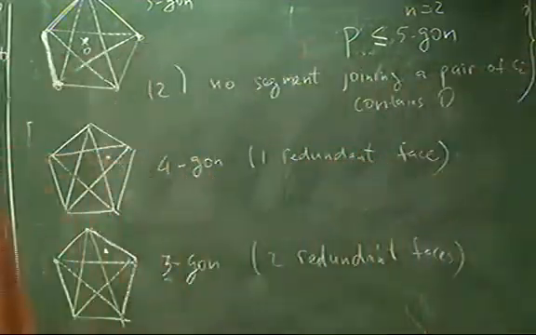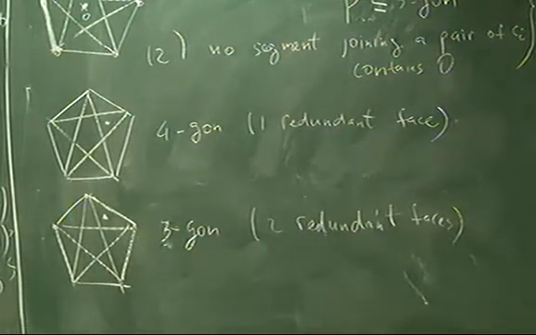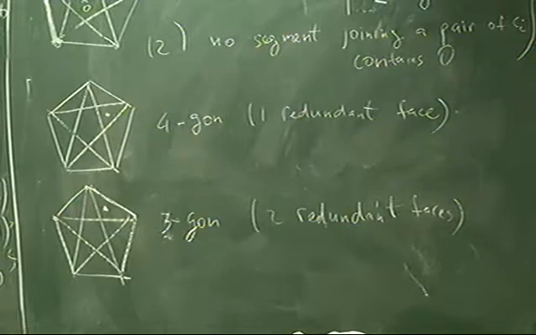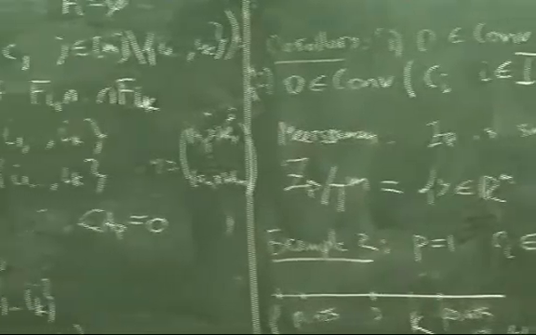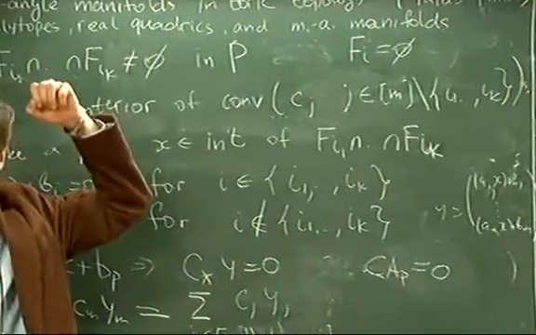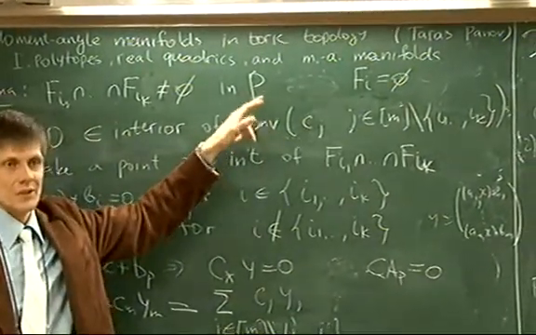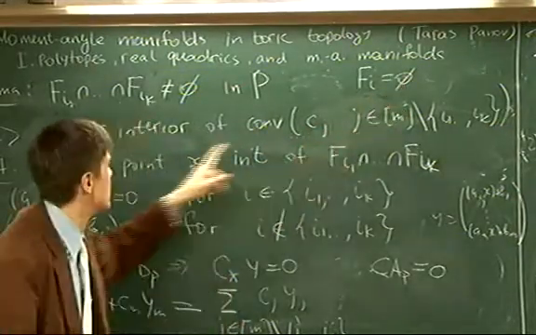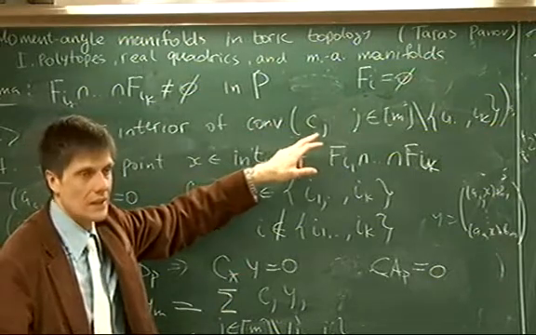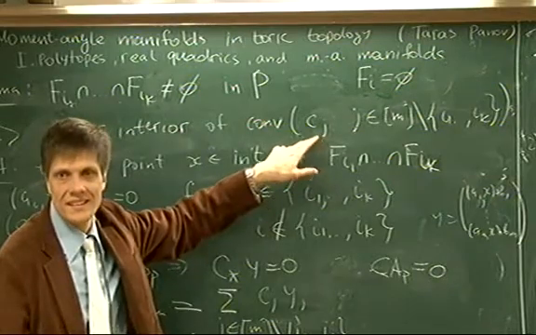Well, you can actually see that from that lemma. The number of redundant faces corresponds to the number of points among the C_i satisfying the following condition: if you remove this point, then 0 does not belong to the convex hull of the remaining points, right? If you look carefully at that condition, then you see that F_i is empty if and only if 0 does not belong to the convex hull of the complement of that C_i, right?